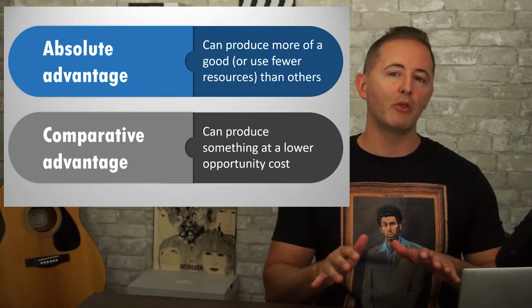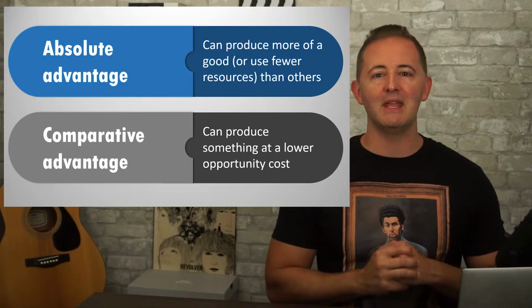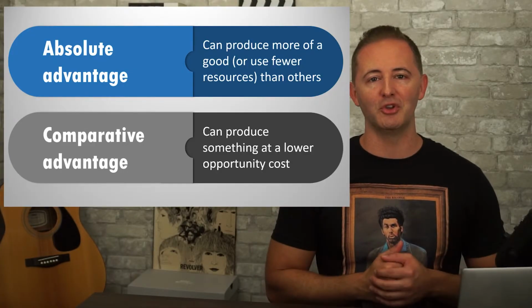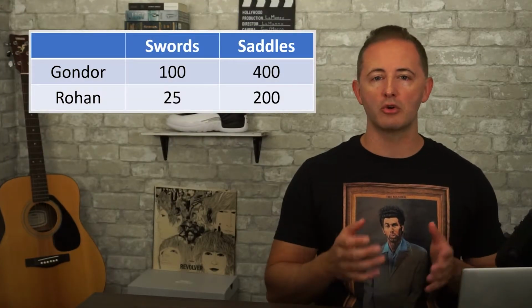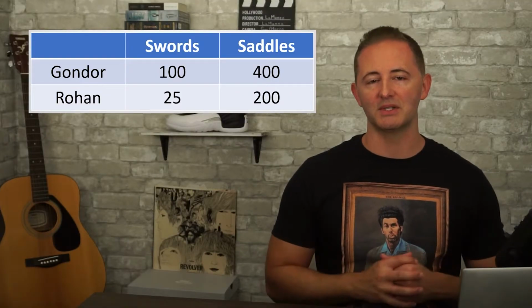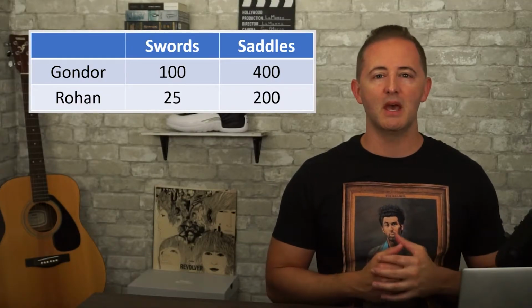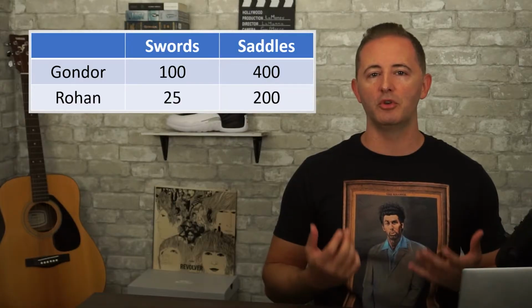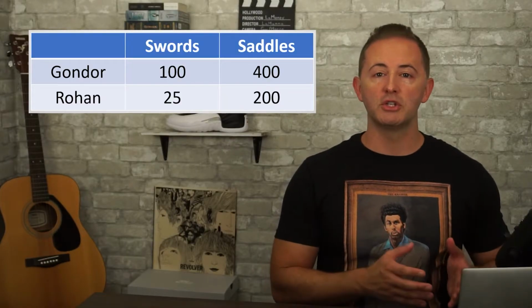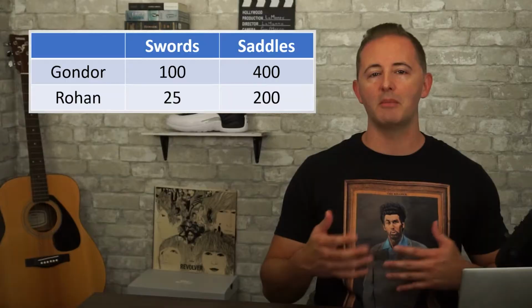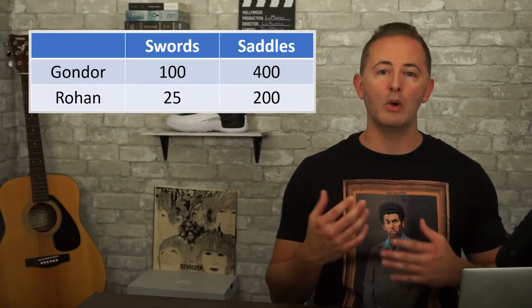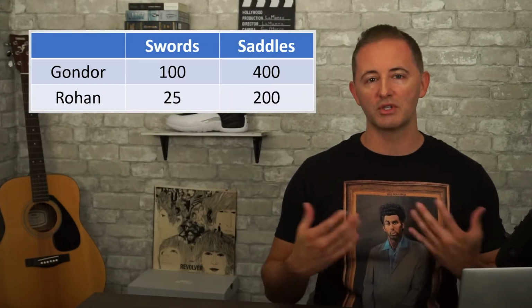That probably sounds a little vague, so let's jump into an example to see what this looks like. We'll always assume, by the way, that there are only 2 countries and they each have 2 options of what they can produce. Okay, so here we have Gondor and Rohan, and they can make swords and saddles. This is an output question because it's showing us how much each of them can produce. Gondor can make 100 swords or 400 saddles, or some combination of both. Rohan can make 25 swords or 200 saddles, or some combination.